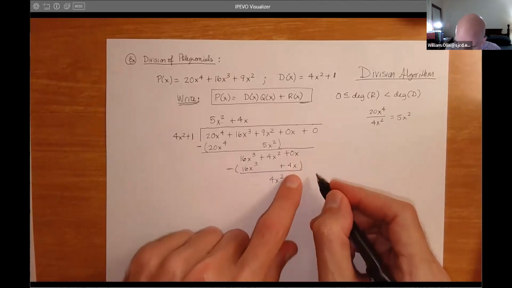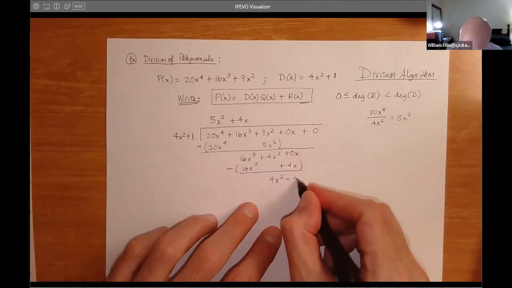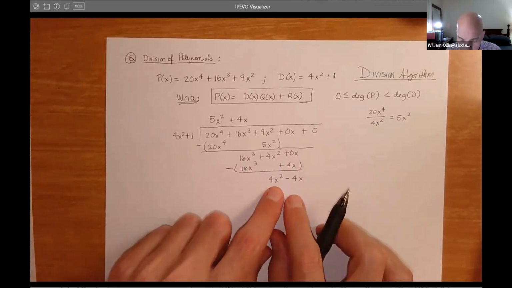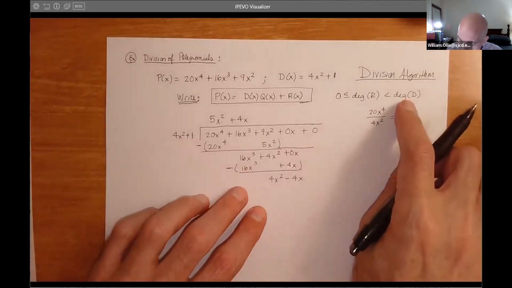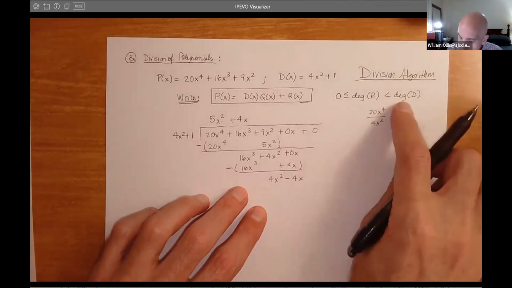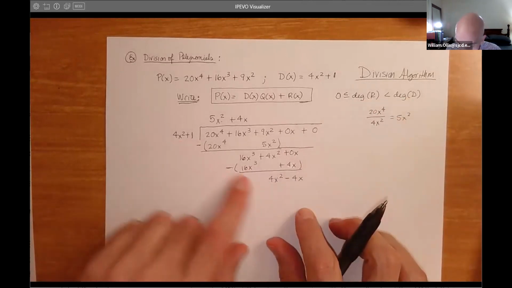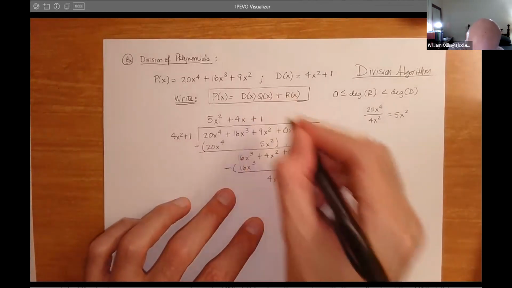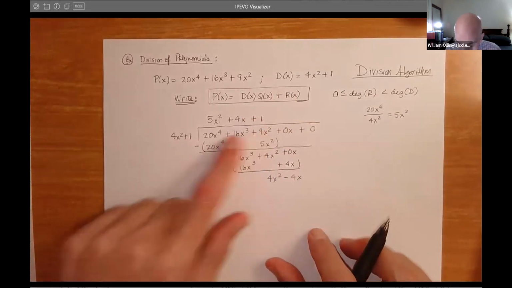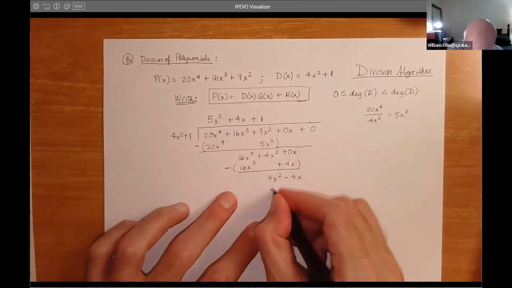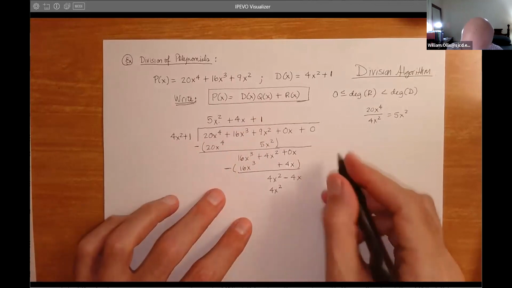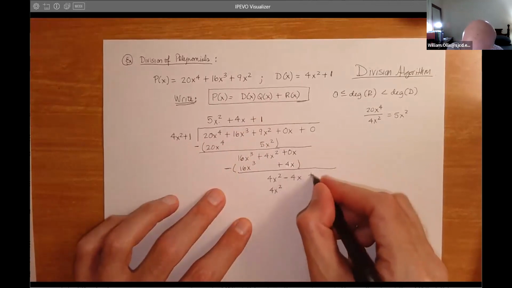And now we have the 0 minus the 4x, so this is a minus 4x. Now, of course, this degree is 2, this degree is 2, still not strictly less, so we keep going. So again, 4x squared into 4x squared, well, that's easy. That's just a 1. And then we multiply. 1 times 4x squared is 4x squared. And then, of course, 1 times 1, we can go ahead and put our plus 0.